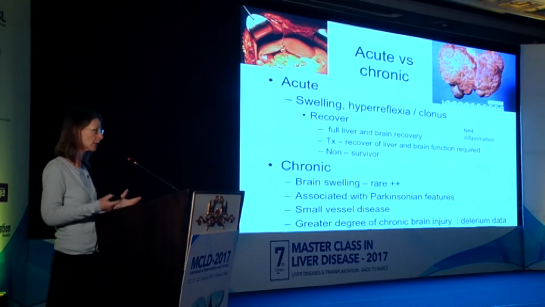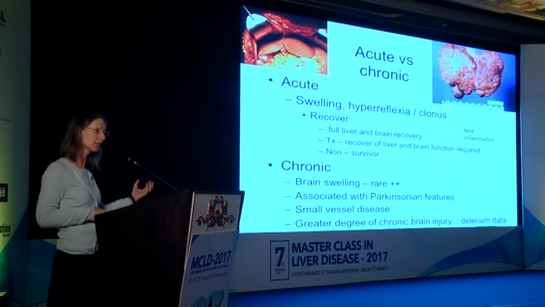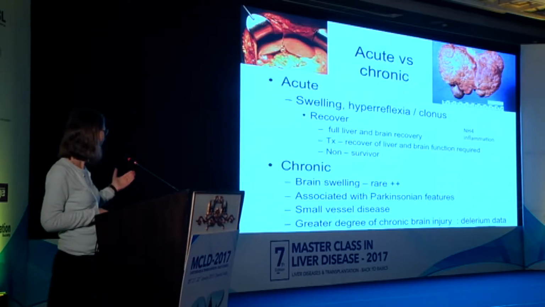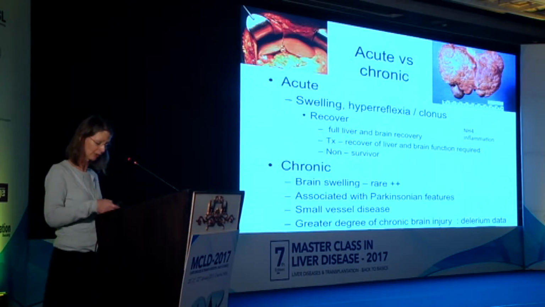or you may not recover. In the cirrhotic population, brain swelling, clinically important brain swelling, is rare, and we'll talk about that on the subsequent slides. There are often Parkinsonian features. Small vessel disease might also be seen and has to be considered in the differential diagnosis. And the chronic brain injury, the dementias and the deliriums also need to be considered.